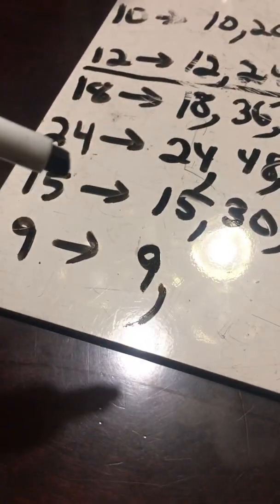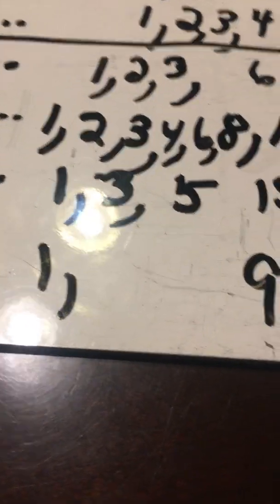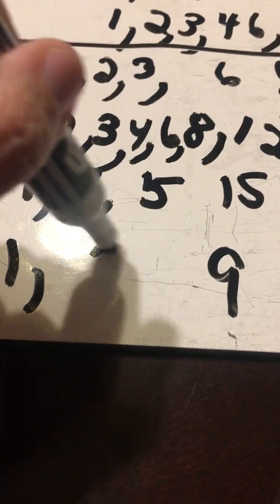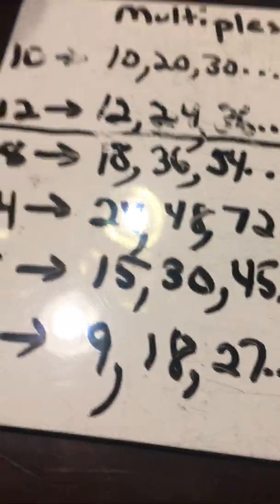9's probably the easiest one. 9, add 9, 18, add 9, 27, dot, dot, dot. Now let's do the factors. 1 and 9, of course, and then what times what will give you 9? 3 times 3. But you only have to put the 3 down once because there's one factor. Okay, so there's all these.